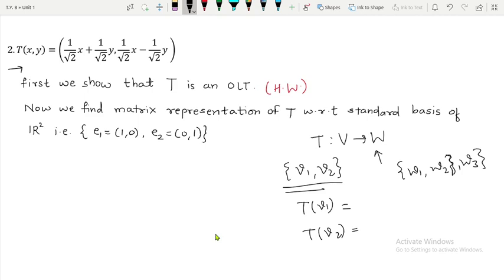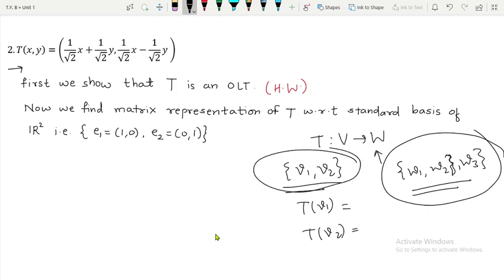the order of the matrix is nothing but the dimension of the codomain multiplied by the dimension of the domain. So in this case, the dimension of the codomain will be 3 because the basis set contains 3 vectors. The dimension of the domain is 2. So it means our matrix corresponding to this T is going to have order 3 by 2.